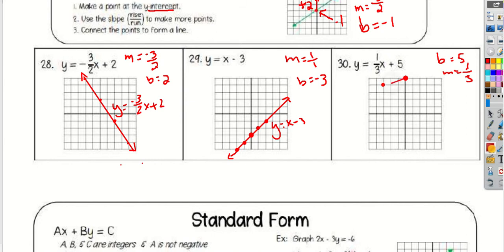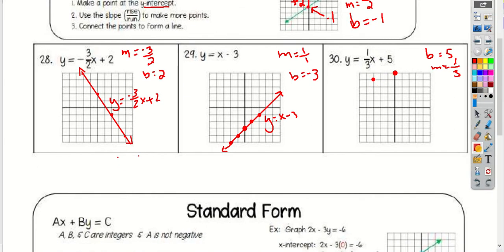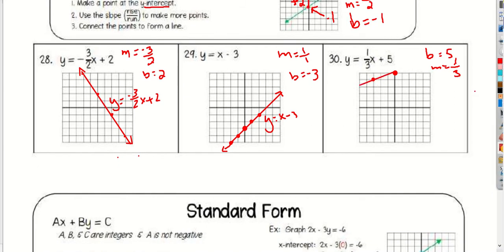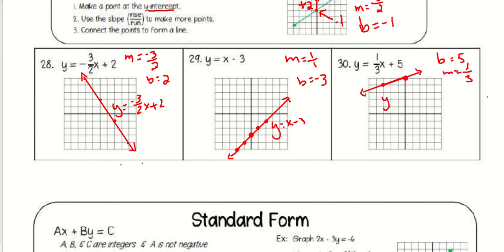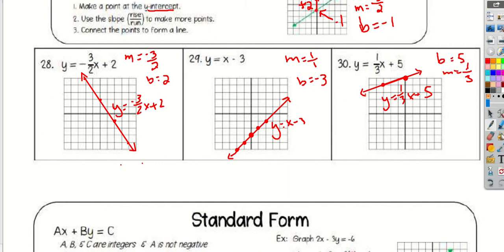So it's going to look like this. And then y equals 1/3 x plus 5. So I know it's an increasing slope. It's positive because as I go from left to right, it goes up, like going upstairs.